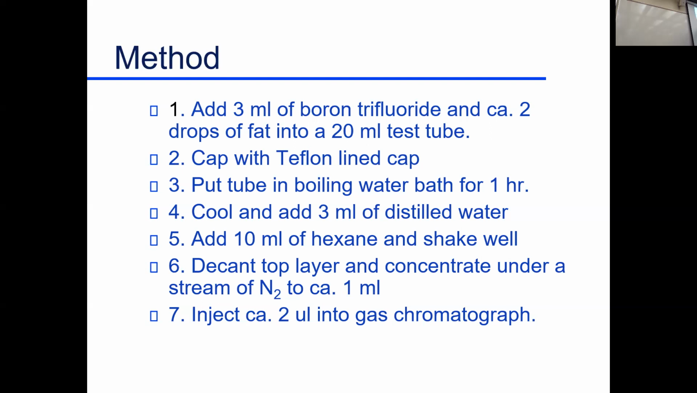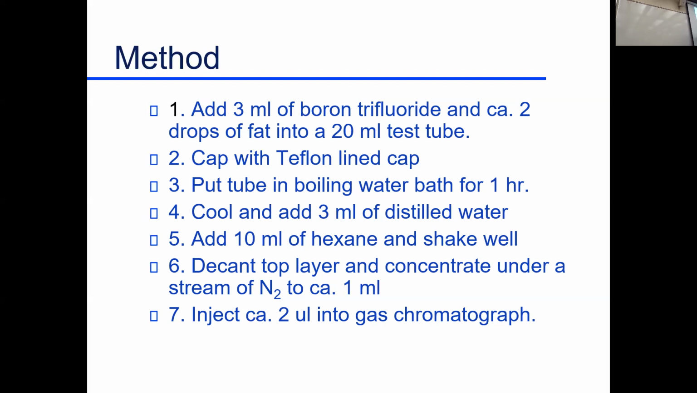We can take 2 drops of fat, for example, and put it into 3 mils of boron trifluoride in a 20 mil test tube. That boron trifluoride transesterifies. It basically converts your free fatty acids away from the triglyceride and makes an ester of them. The ester of the fat is very volatile and runs very nicely. So you're freeing the fatty acids with the reagent and making a volatile derivative that's easy to measure.